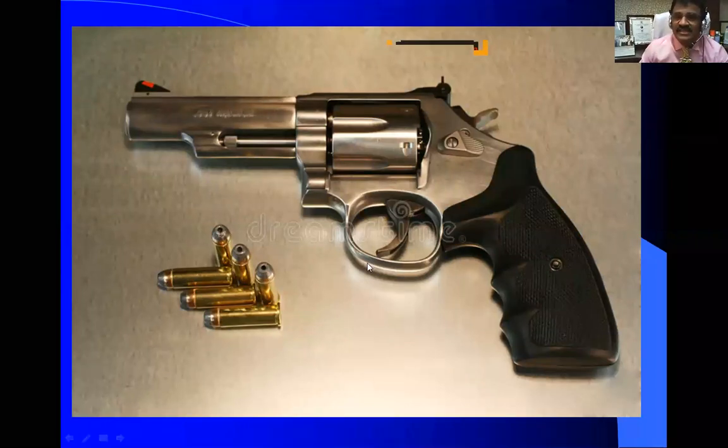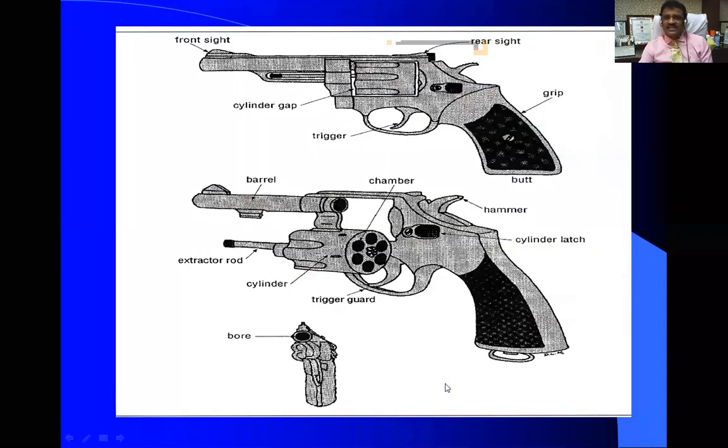It holds 6 bullets, this revolver. It's quite a regular one, you can see it here. And one more picture I'll show you of a revolver. You can see the revolver parts: grip, trigger, cylinder cap, front sight, barrel, chamber. The chamber has a cylinder and it is inserted with the bullets. Okay, and a trigger and trigger guard.